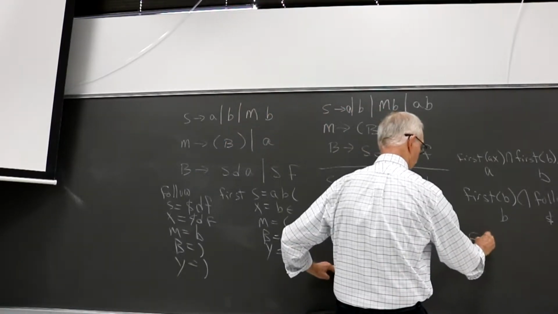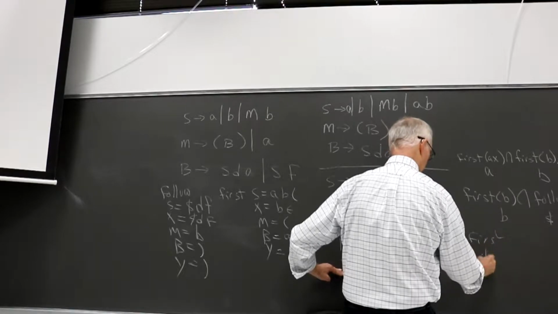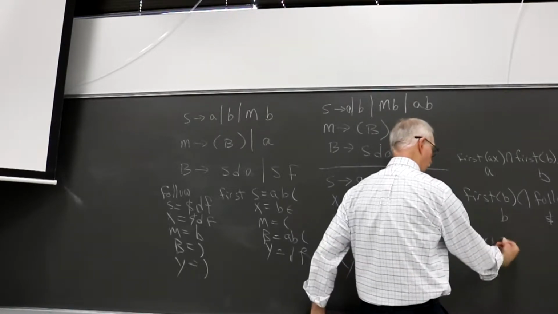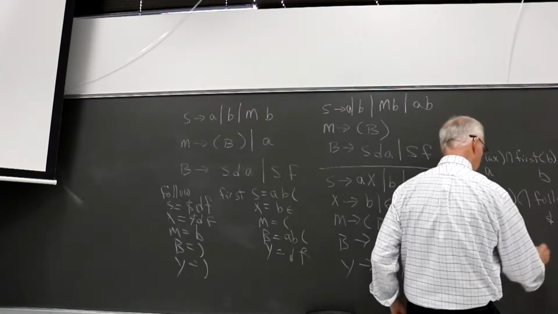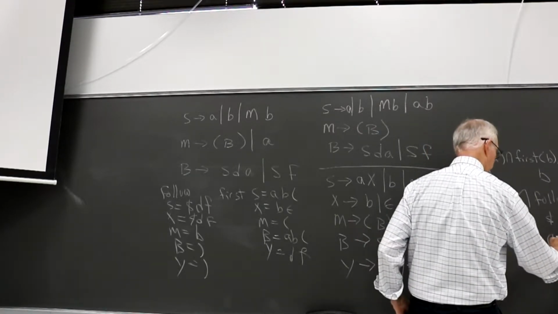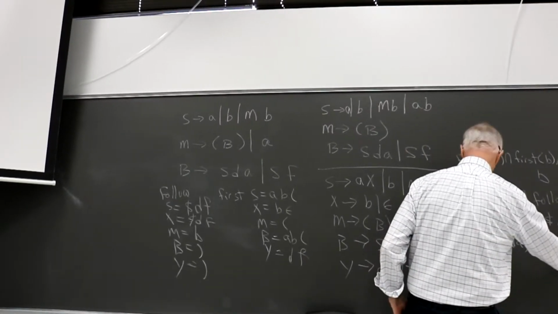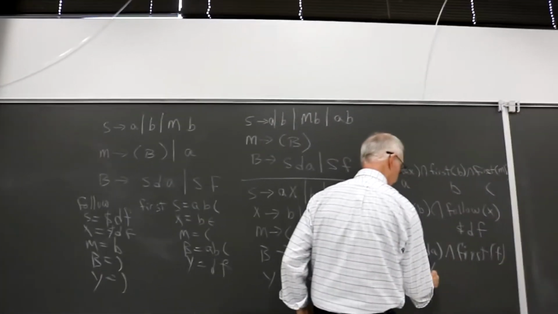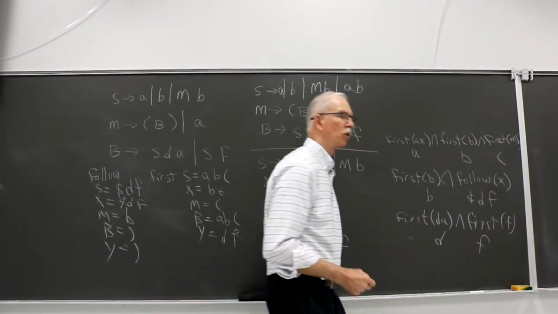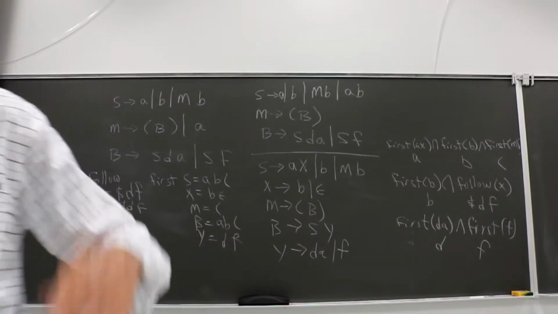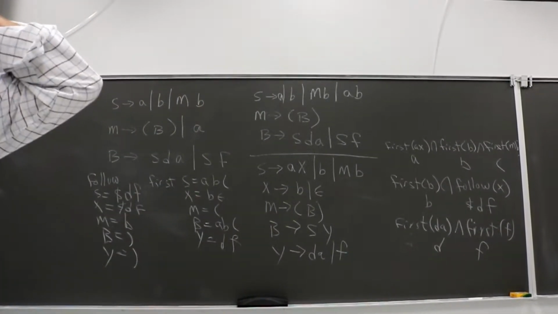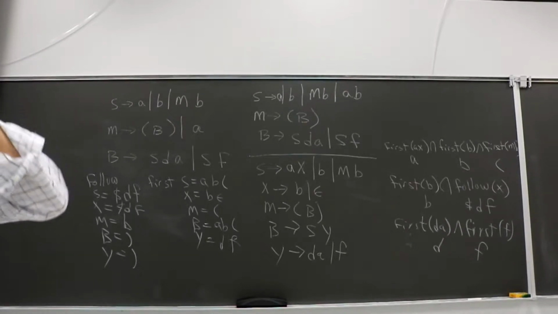So we need the first of D, the first of DA intersect the first of F, D, F. So they have nothing in common. So the grammar is LL1 parsable now, and we fixed it.